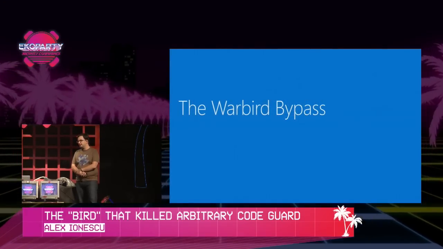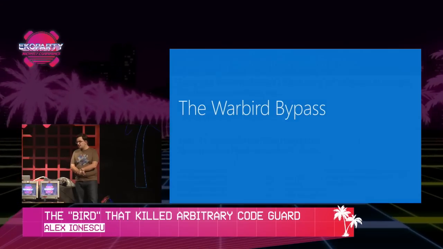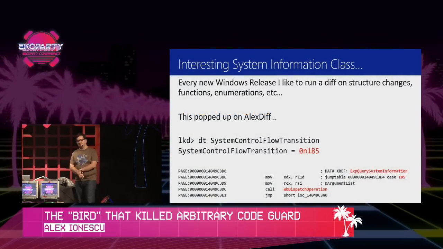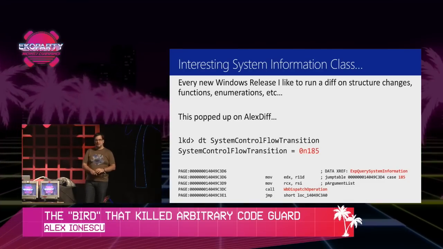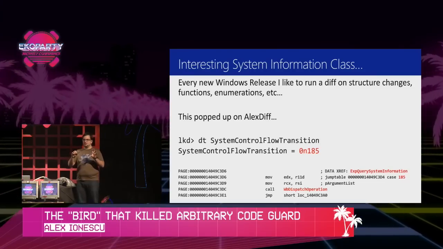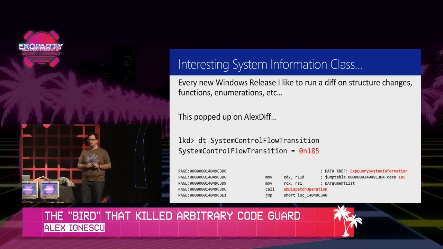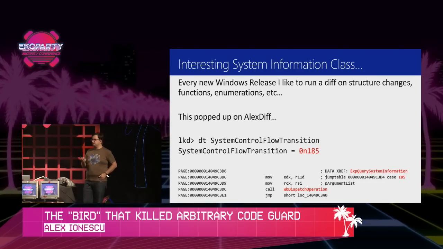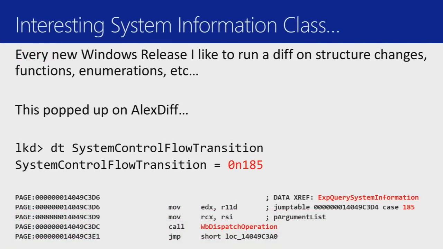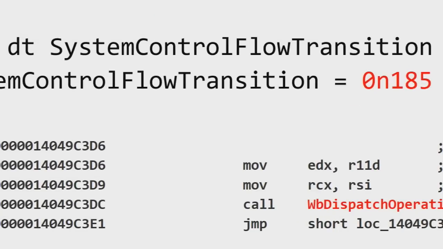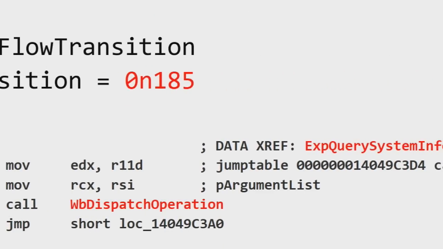And every single time there is a new version of Windows, very simply what I do is I diff all the structures, all the enumerations, all the functions, and I try to see what are some interesting changes in a new build of Windows compared to an old build. And I noticed this new information class, System Control Flow Transition. I said to myself, what is a System Control Flow Transition? So then I went in IDA and I looked at what happens when we reach case 185.